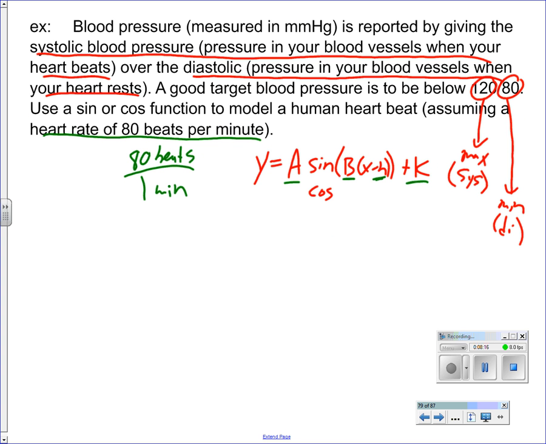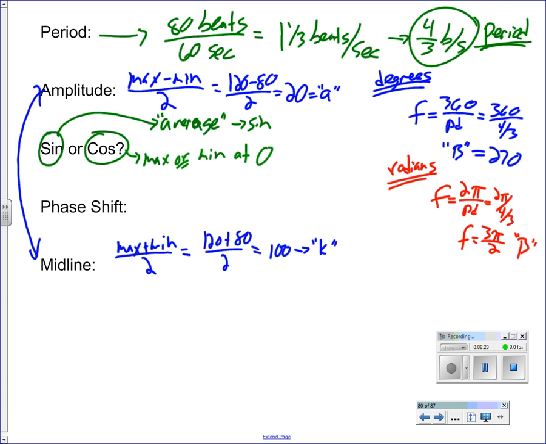So for this one, we're just modeling the heartbeat, so we don't need to overcomplicate this. We can start when the heart beats and then go through one full cycle. So start at the maximum, which means we're going to use cosine for this one, because we're going to start at the maximum.